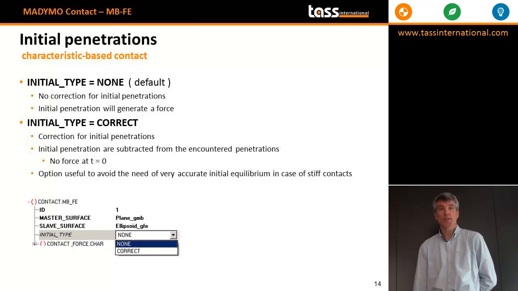The last slide is about initial penetrations. 2 types are available, none and correct. By default it's none. It means that if there are penetrations, you will have a contact force. If this contact force, for whatever reason, is not acceptable, and you're not able to correct for that, you might use the initial type correct, which means that the initial penetrations are put to 0 at the initial state.